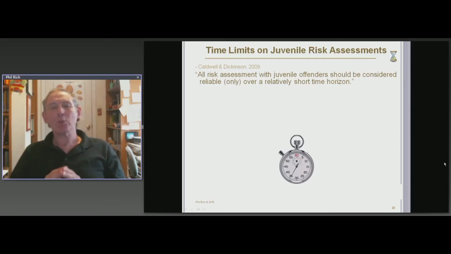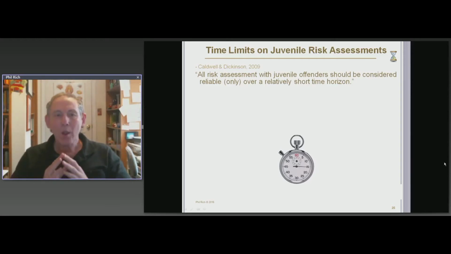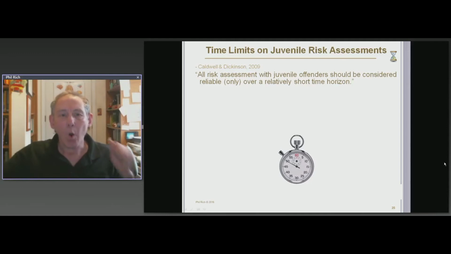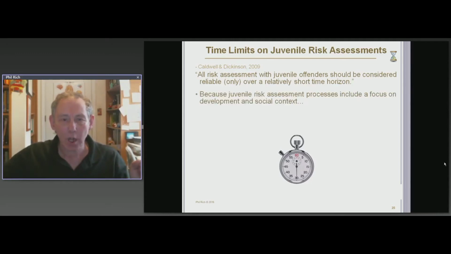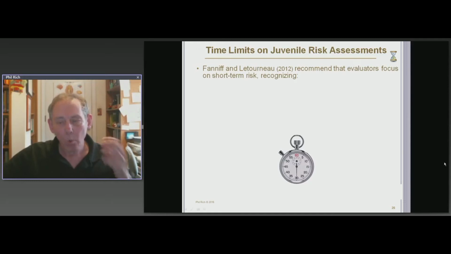And for the same sort of reasons, look at that little stopwatch I have on the screen clicking around. We think of risk assessments for juveniles as being time limited for those very reasons, developmental reasons. All risk assessments should be considered reliable only over a short-term time horizon. Because there's a focus on development and social context, unlike adult instruments, the most current and the most widely used juvenile risk assessments limit assessments to 1 year, 2 years, sometimes even 6 months.